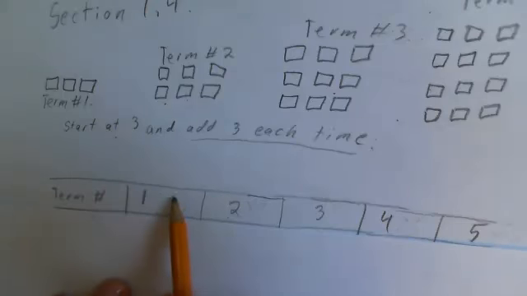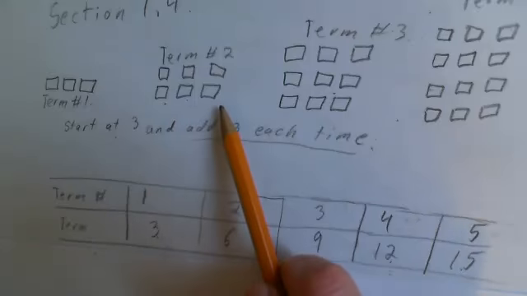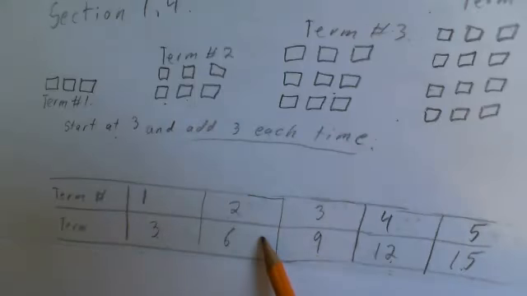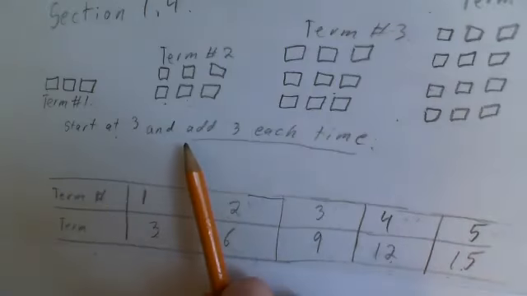So I'm going to show you the second part of this chart. I've got the term number at the top, and right here I've got the number of blocks that goes with each term. So term number 1 right here has 3 blocks, so I write the 3 here. Term number 2 has 6 blocks. I write that here. Term 3, 9. Term 4, 12. And I can keep going. Because I know that I start at 3 and I add 3 each time, I can go 12 plus 3 and figure out term number 5 would have 15 blocks.